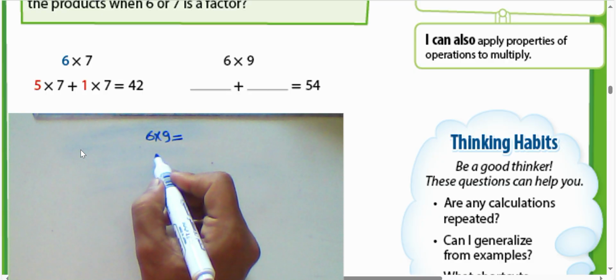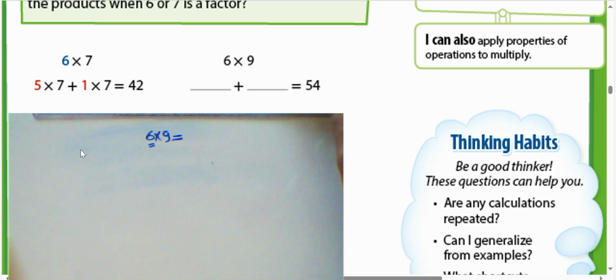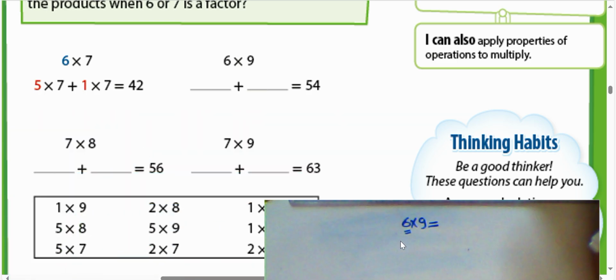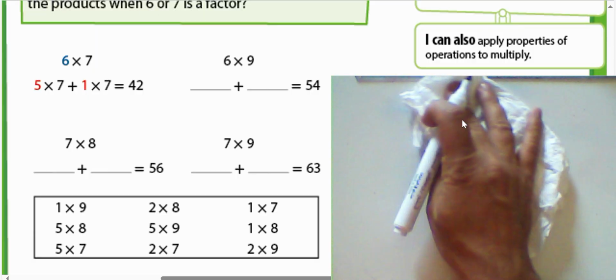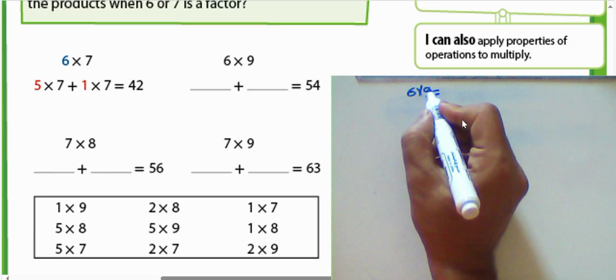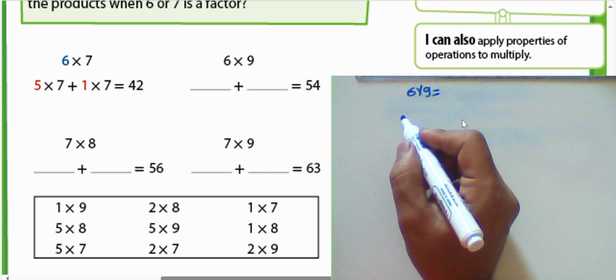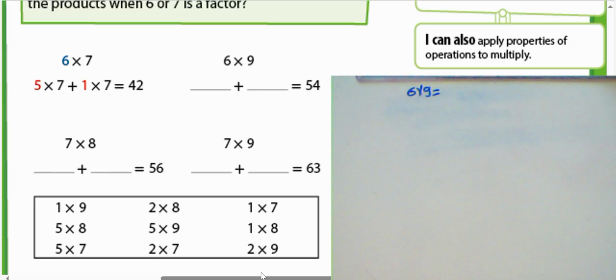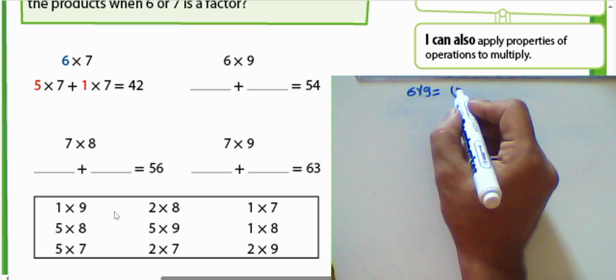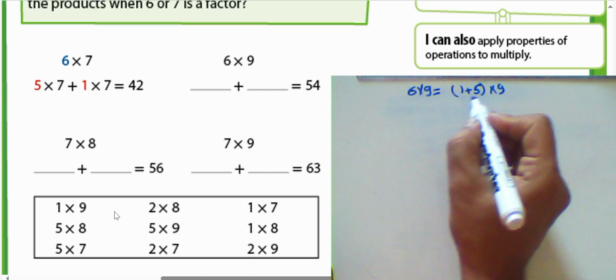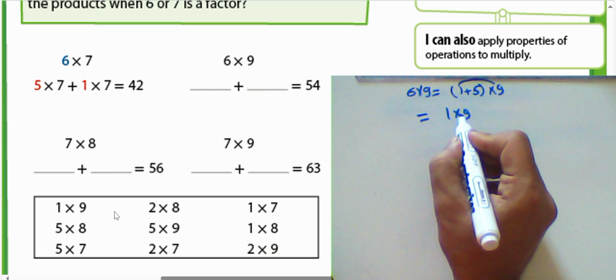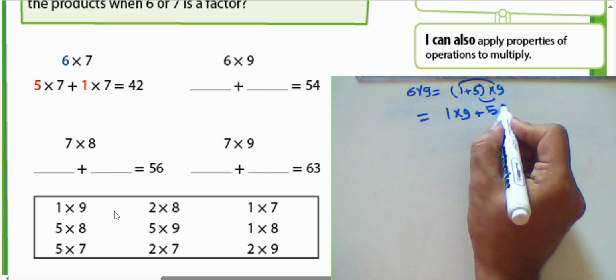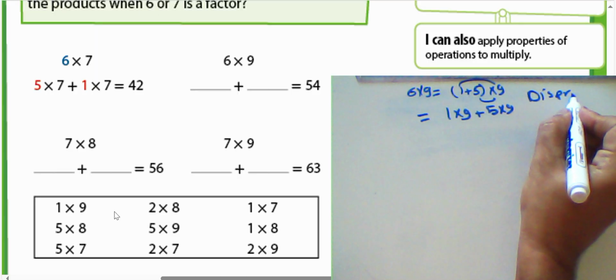6 times 9 equals what? We can write 6 equals 4 plus 2 or 5 plus 1, like the first question. Use this information to answer. Okay, right here, 6 times 9. Who can tell me the answer? We can choose what? 2 times 9 and 4 times 9? No, we have 5 times 9 and 1 times 9. So we can write 6 equals 1 plus 5, multiplied by 9, and then use the distributive property: 1 times 9 plus 5 times 9.